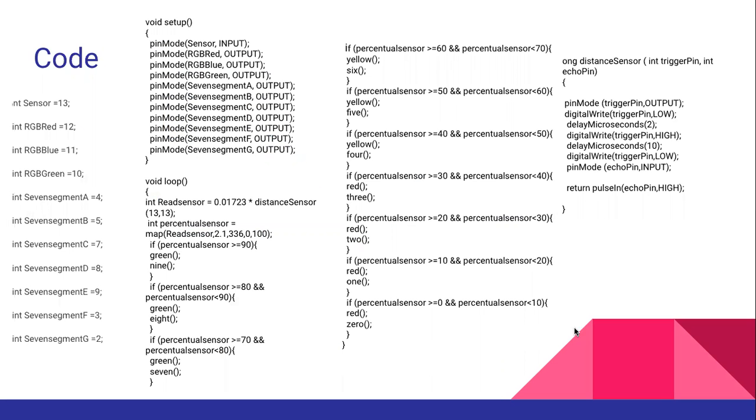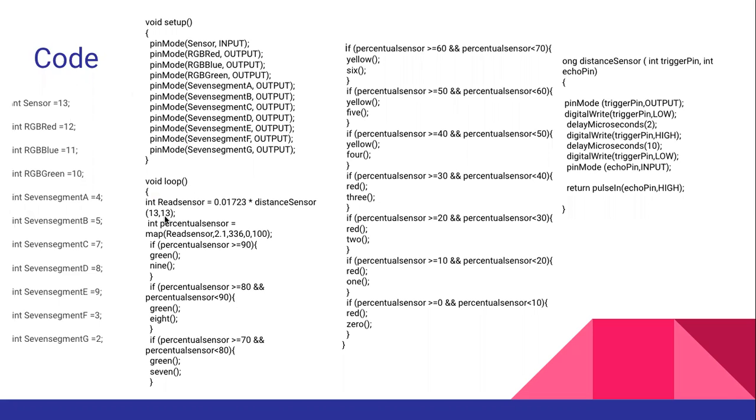Then here we have the code. For decoding this, first we had to declare the variables and attach the variables to the pins that we wanted to. So in the first part, we attached the sensor to the 13th pin of the Arduino, the RGB red in the 12th, and so on. Then in the setup, we had to place all of our variables to tell if they were inputs or outputs. The sensor was the input, and the other variables were outputs, as the sensor was the only thing that was getting information to the Arduino.